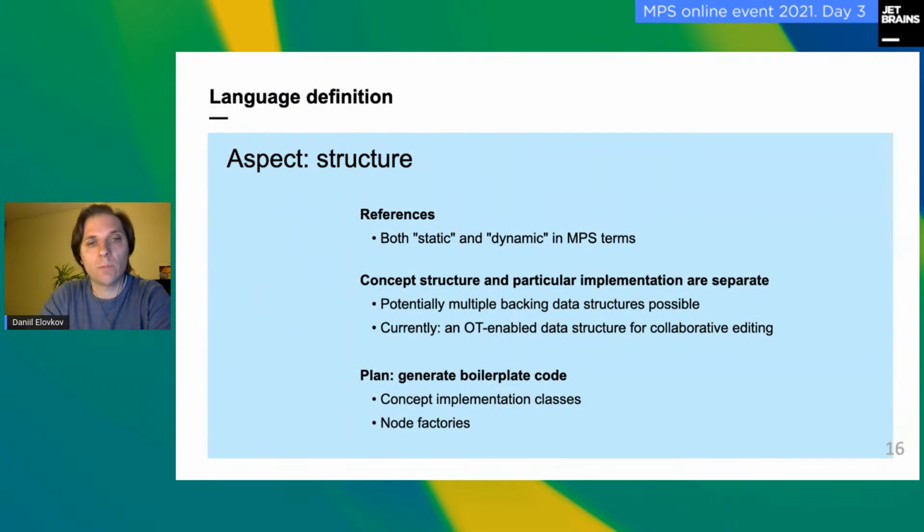What I want to say is that we plan to evaluate using code generation at least for structure, because currently we have to write some boilerplate code by hand, such as that import class that you saw. We also have some node factories, so it would be much nicer to have them generated.